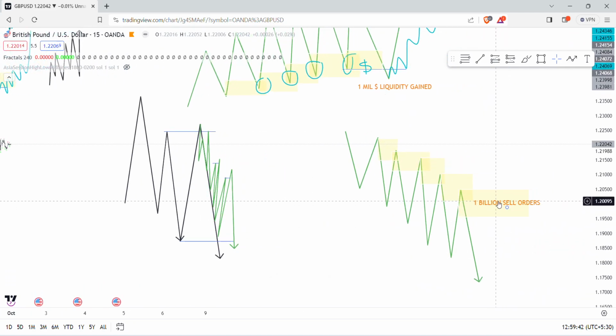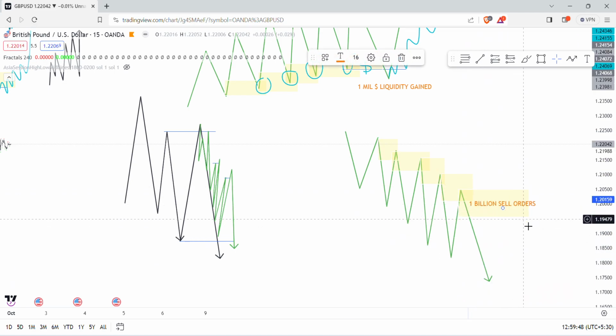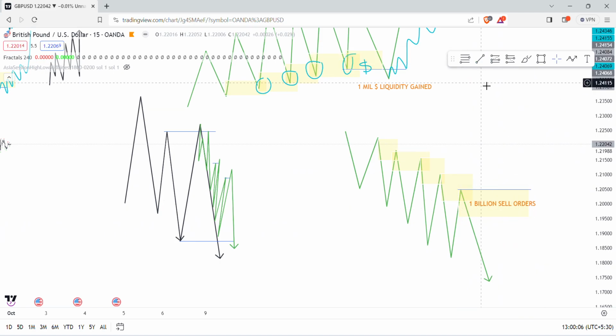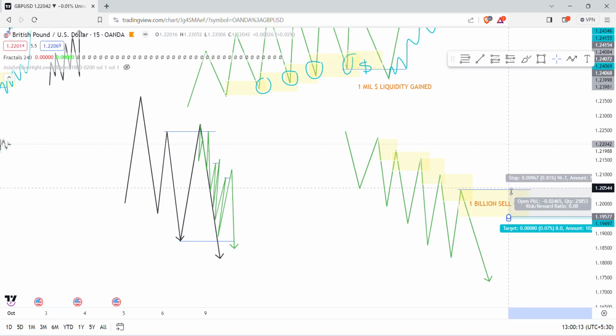If you see here, this is $1 billion of sell orders, and let's say the market maker doesn't have $1 billion of buy orders to facilitate these sell orders. So the market makers need the liquidity to facilitate the sell orders. So the liquidity of the market will be here, because the majority of the people have short positions like this.